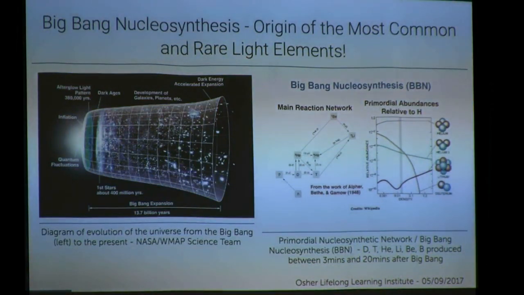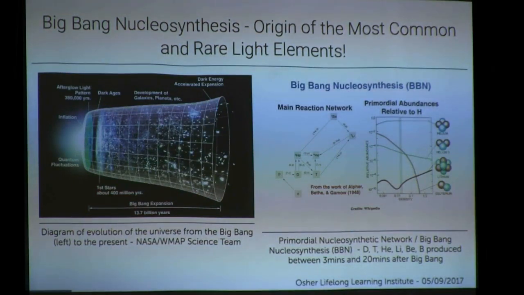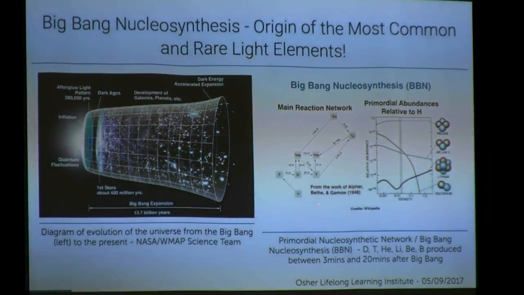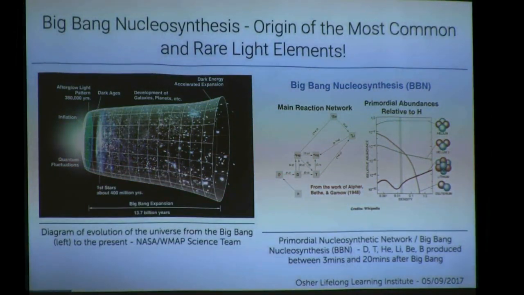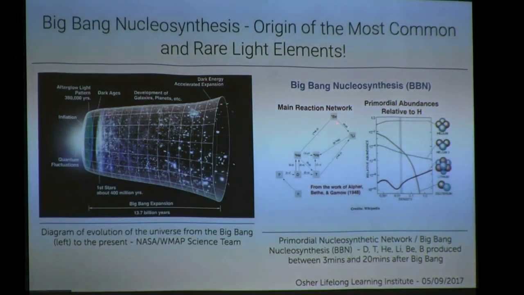Tritium is hydrogen with two neutrons. You might have heard of heavy water. That's what people are talking about. These are much rarer than just your proton and your electron. And then you even get lithium and beryllium formed.